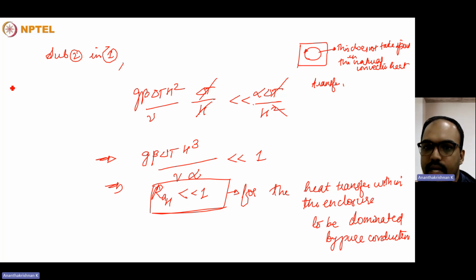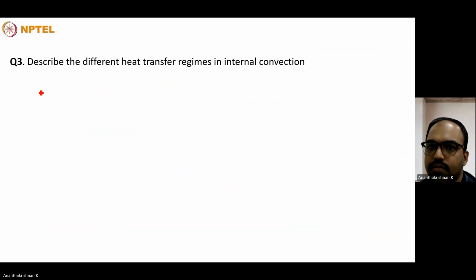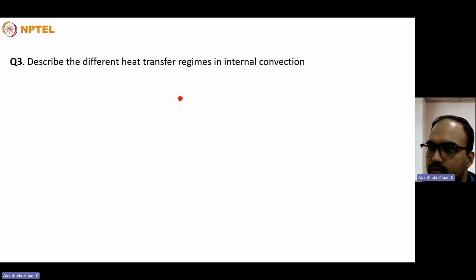So that completes the second problem. Now we can look at the third problem. This is a theoretical question. We have to describe the different heat transfer regimes in internal convection, which are the heat transfer regimes and at what particular condition they occur, and draw the schematic of the natural convection flow.